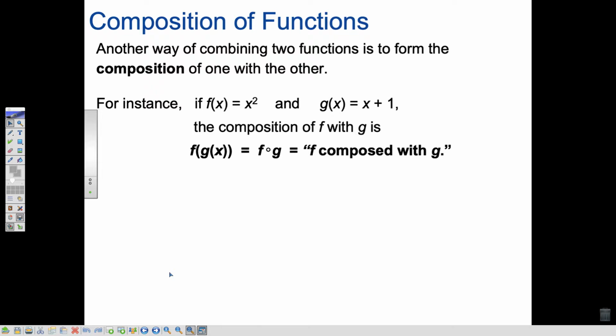That little circle right here means compose. It's open. You see it's open. It is bigger than a multiplication symbol. At this stage in the game, we're usually only using parentheses for multiplications. So that means composition. So it's f composed with g.